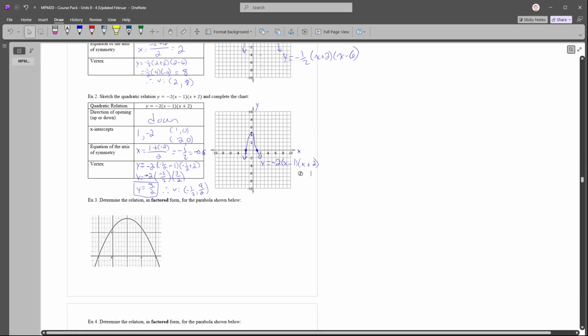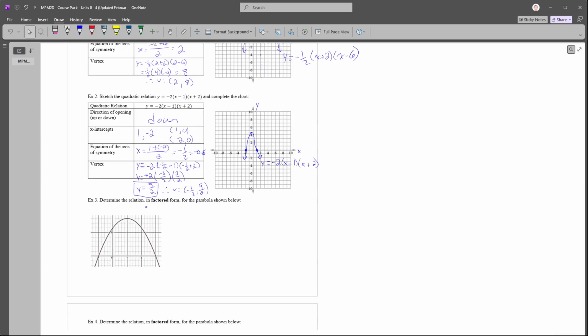So in this one, we have to determine the relation in factored form. Vertex form wasn't too bad because we just looked at the vertex and we had to solve for our a value and everything like that. So let's see if anything changes when we're talking about factored form. So first up, remember our equation is y is equal to a times x minus r times x minus s. So that means we really need to find a, r, and s.